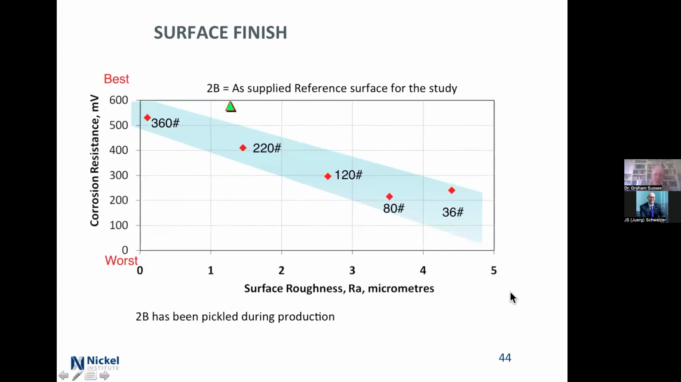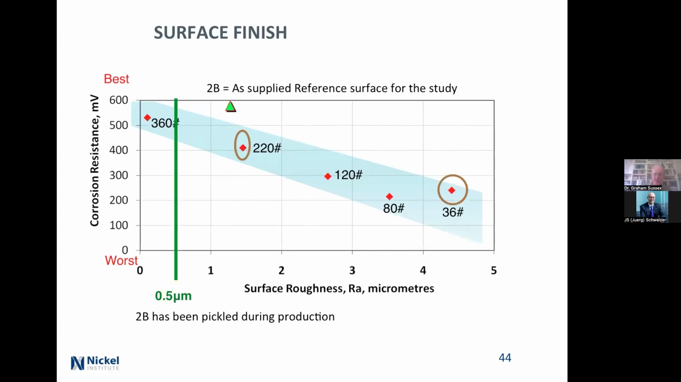This is looking at surface roughness versus corrosion resistance. And it's corrosion resistance measured by voltage, but let's not worry about that. Up the top is the best. 360 grit, 220 grit, 220, 80. That's the sort of surface roughness you might get for a 2B surface of a particular thickness. That's 0.5 micrometer. So 2B in theory would be pretty good, but not quite as good as you might want. So there's 220, there's 36.